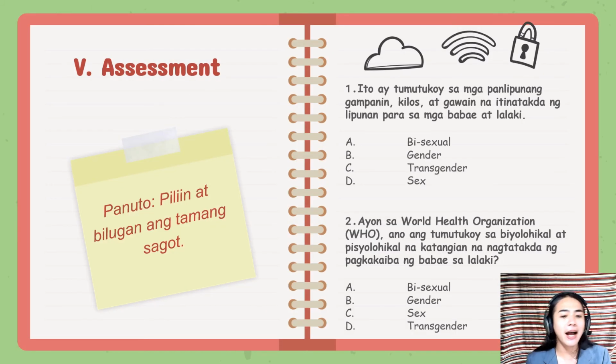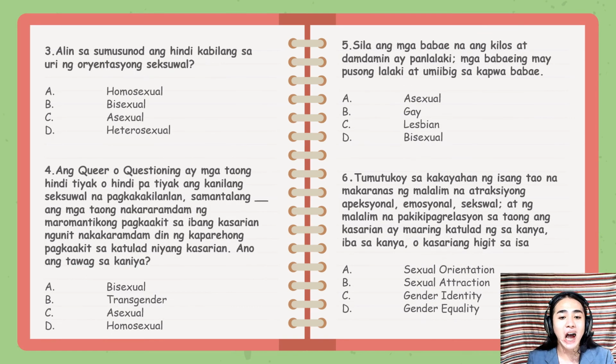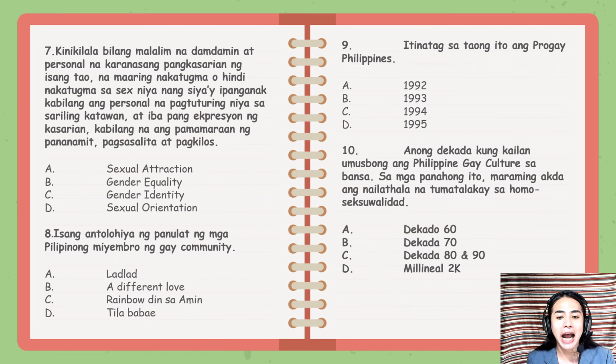Para sa assessment nila, ay magbibigay ako ng isang written examination. Yes, paper pencil test. Ito ay 10 questions. Dito ay panuto, piliin at pilugan ang tamang sagot. Ang mga katanungan ay nakabase sa aming talakayan tungkol sa gender at sex, gender expression, gender orientation. Mayroon itong 1 to 10 items, at gagawin ito pagkatapos ng talakayan at pagkatapos ng sharing of information ng bawat grupo.